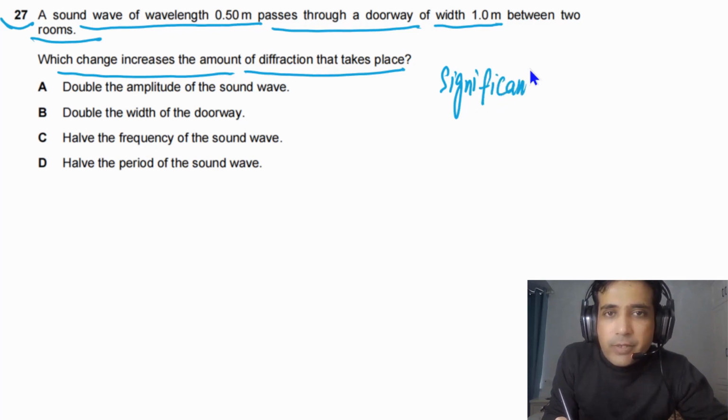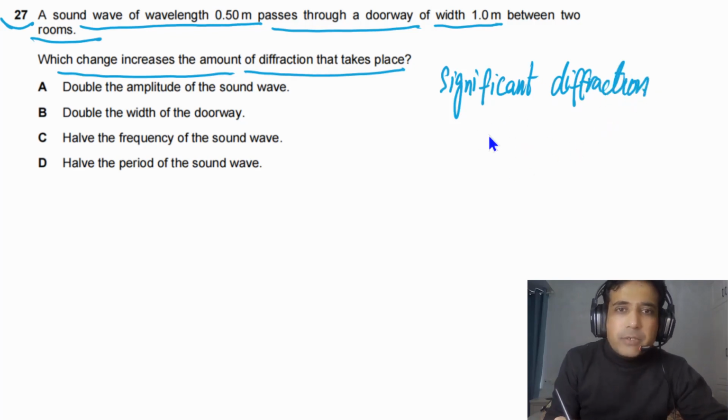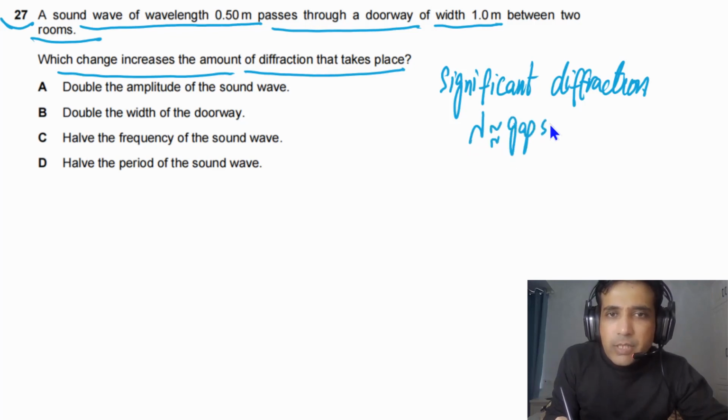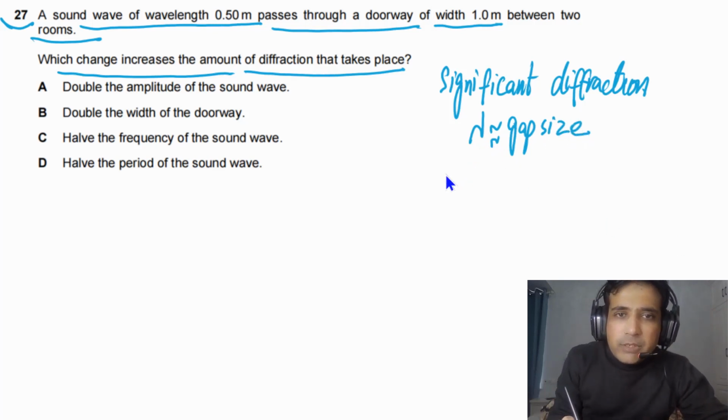Significant diffraction takes place if the wavelength is about equal to the gap size. Now, if we increase the wavelength, lambda, but keep the gap size the same, there will be more diffraction.